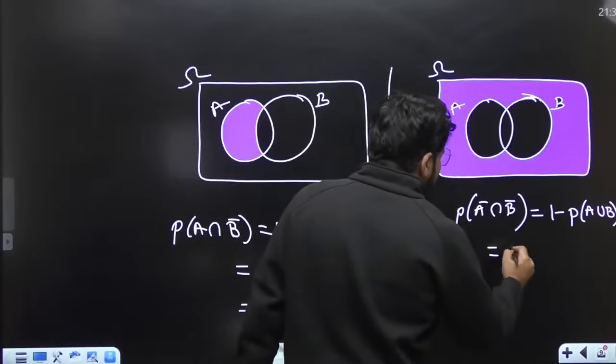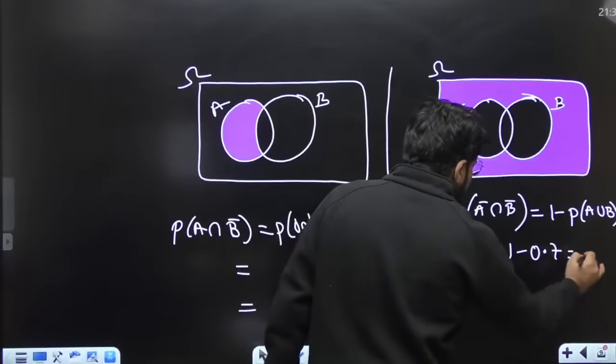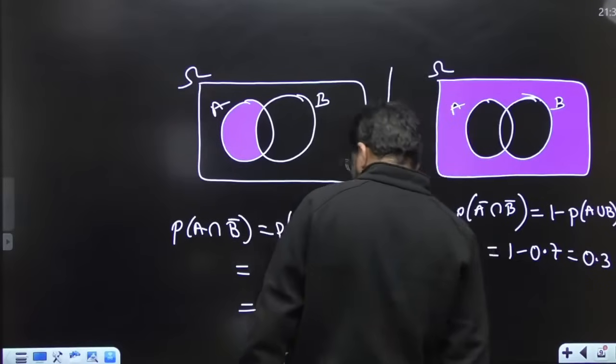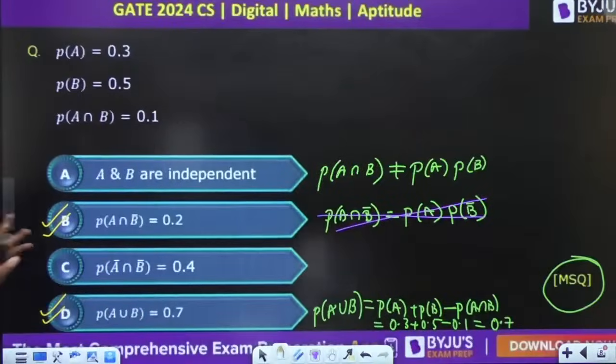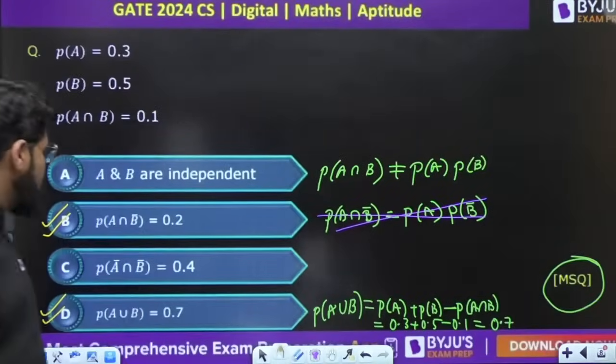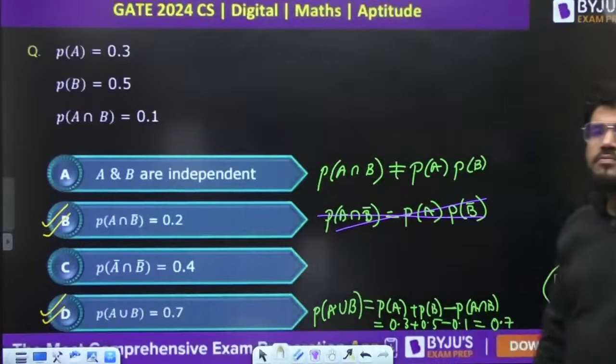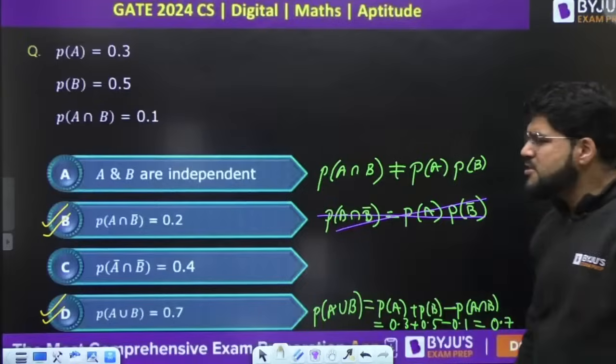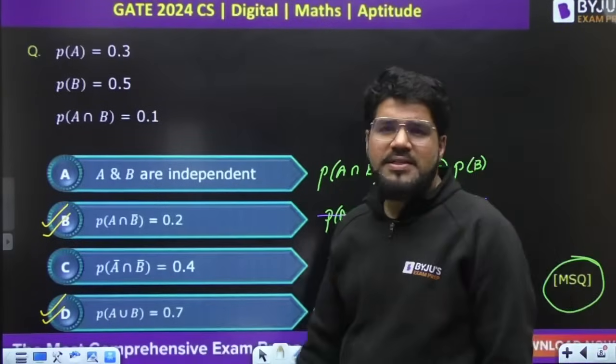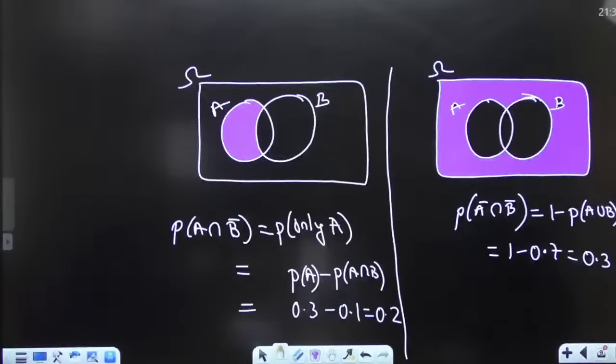OK, but now we have the direct answer. A union B was 0.7, so 1 minus 0.7, 0.3 should be the answer. They have given 0.4, so C is wrong then. C is wrong. They gave 0.4, we are getting 0.3. Perfect. So the answer is BD. Check it out, guys. The answer here is BD. OK, B and D.